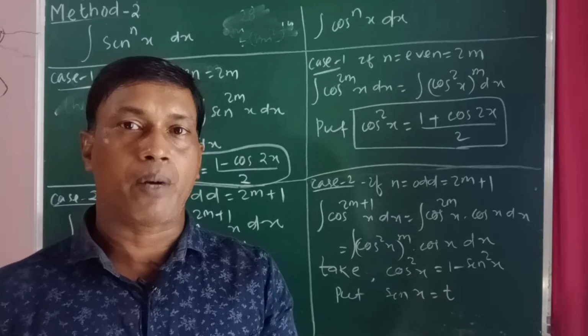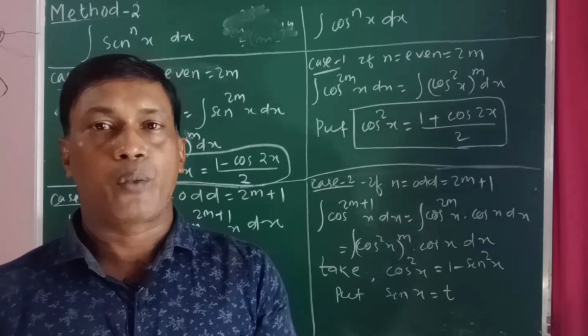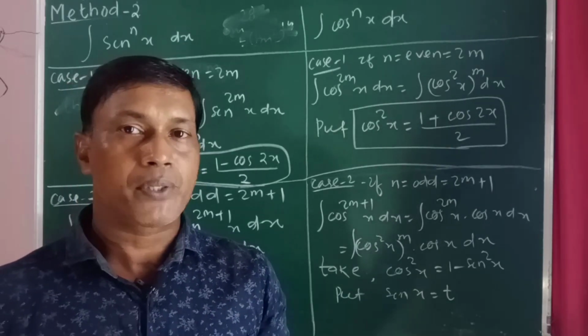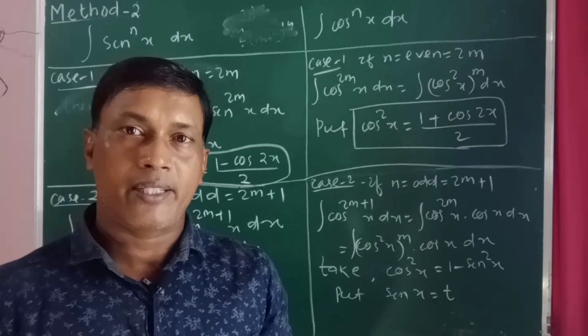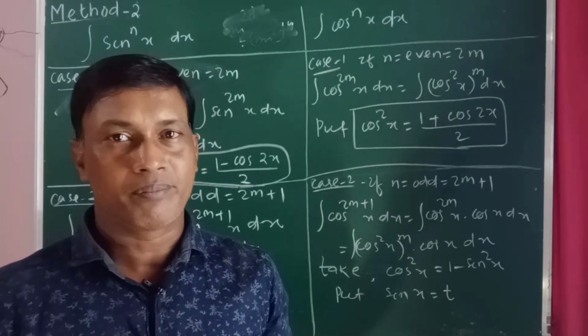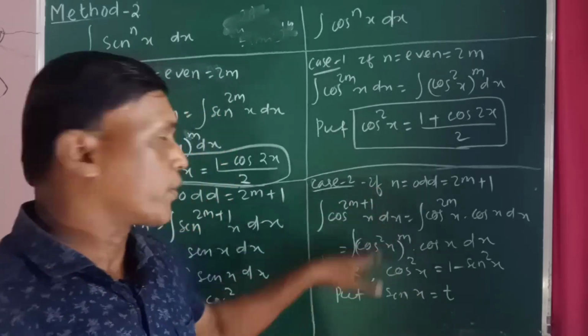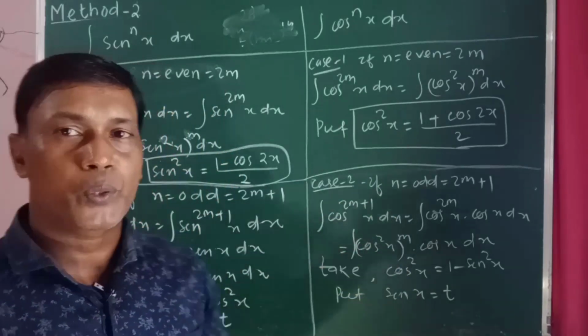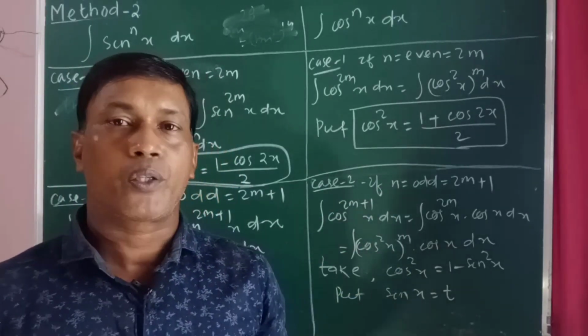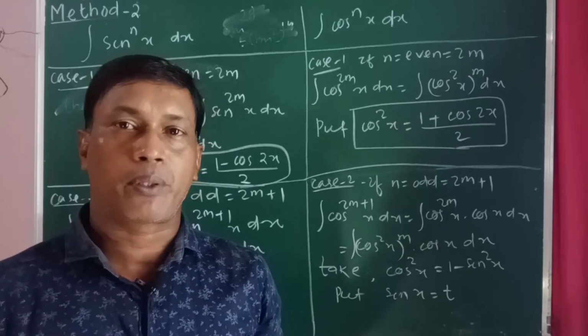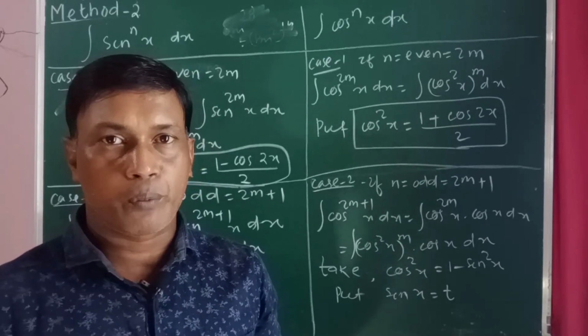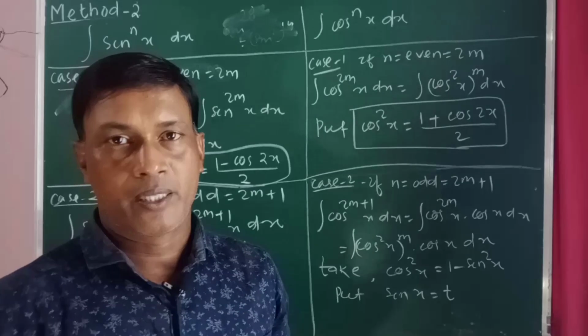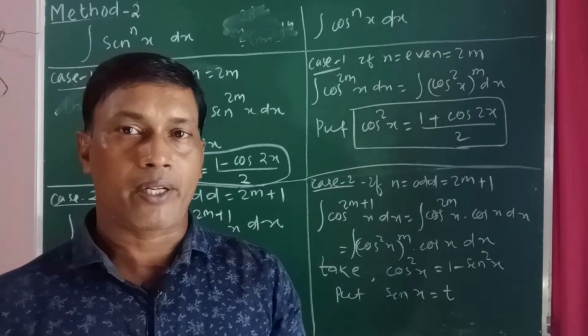If the power is odd, then separate one factor. That means if you have sin to the power 11, then write it as sin to the power 10 into sin. Similarly for cos. If you have cos to the power 21 or cos to the power 23, write cos to the power 23 as cos to the power 22 into cos. That means separate only one factor from the integrand.